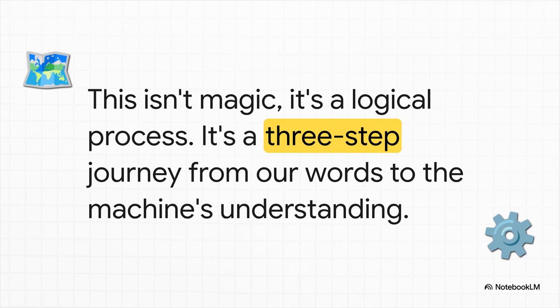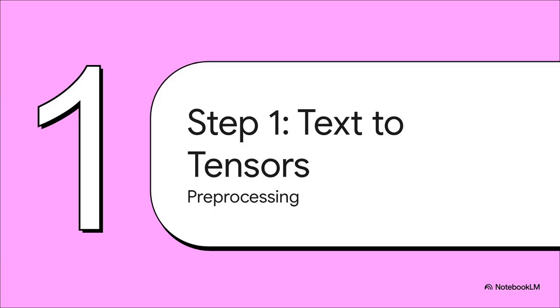It turns out it's not magic at all. It's actually a really elegant logical process. Think of it as a three-step journey from our words to the machine's understanding. And we're about to break it all down piece by piece. First up, step 1, from text to tensors. This whole stage is basically about translation. We've got to get our human language ready for the machine to even look at it.